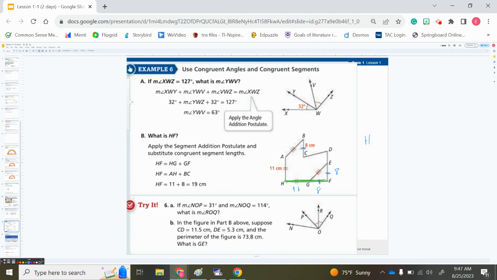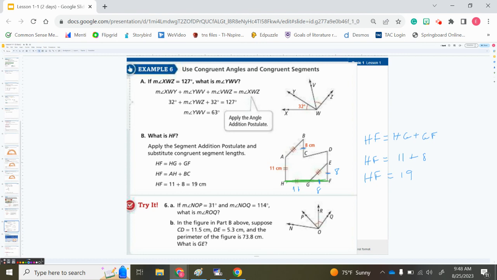So if I want to find HF, that's the same as saying HG plus GF. So I am getting HF is equal to 11 plus 8, which gives me 19.